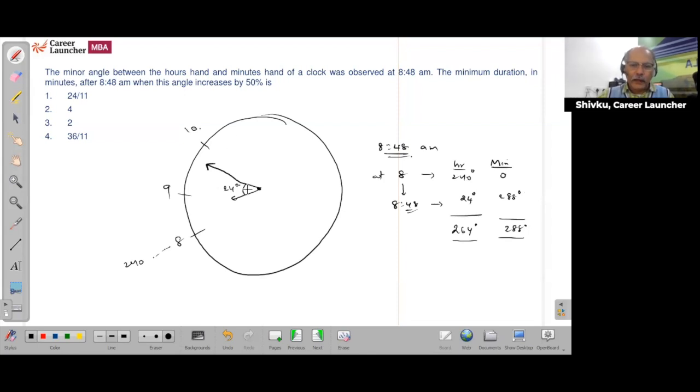So if this angle has to go up by 50%, it must get to 36 degrees. So from this position, we can say that the minute hand must gain 12 more degrees, and the relative speed, the speed at which it moves, is going to be 6 minus half, because both of them are moving in the same circle, right? In the same direction. The minute hand is moving at 6 degrees per minute, and the R hand is moving at half a degree per minute, and it is gaining lead at the rate of 6 minus half a degree per minute. So this answer will now be equal to 24 by 11 minutes.